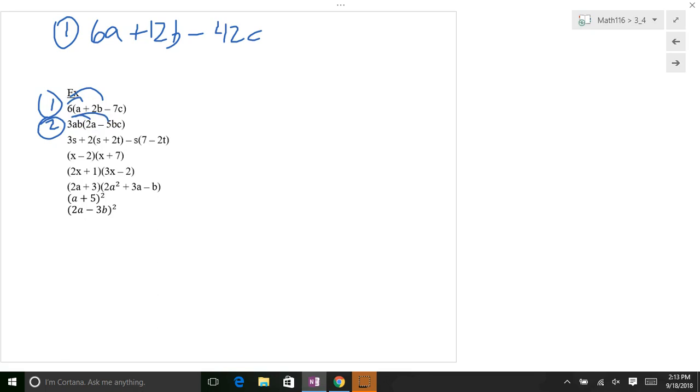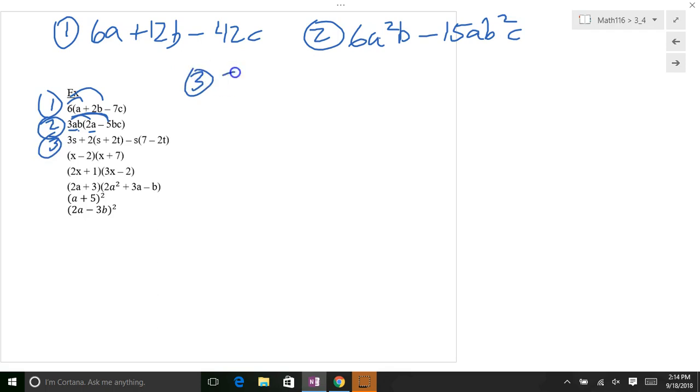3ab times 2a. Now, mind you, here we're multiplying the 3 times the 2 first. So we've got 6, and then the a times that a is a squared, and then you've got the b right there. That's the first one. Now we're going to go 3ab times the negative 5bc. So 3 times negative 5 gives the negative 15. The a's are just coming along for the ride. There's no other a. We've got the b times the b, b squared, and then we've got just the c. There's number 2.